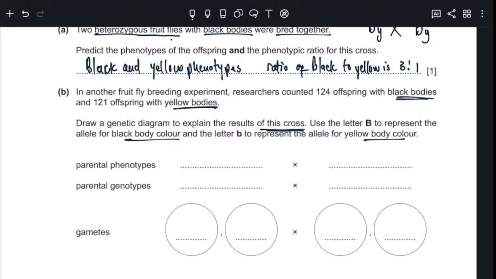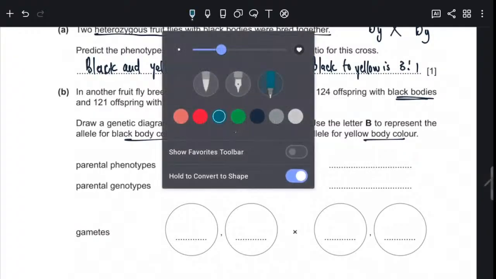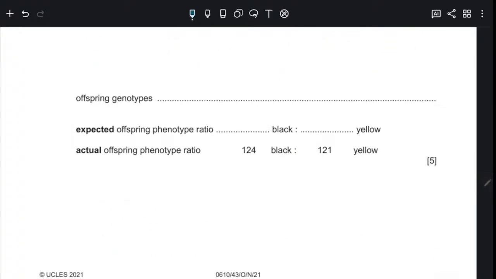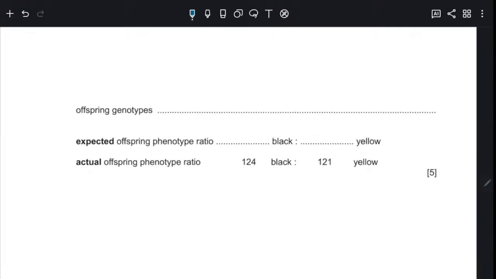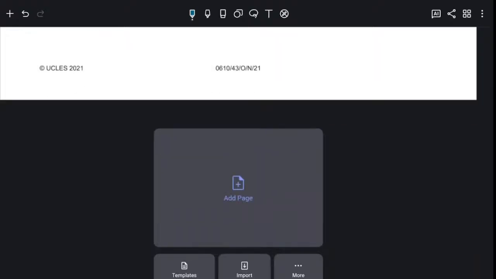Class, can you hear me? Yes, we have 124 as to 121 ratio. And now they are saying to us, predict what did the parents have? What are the genotypes? Let me explain something. I think I need a board here.